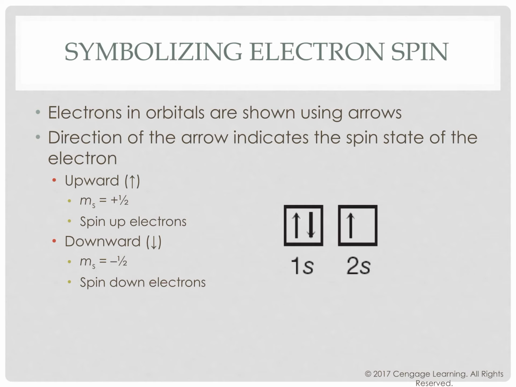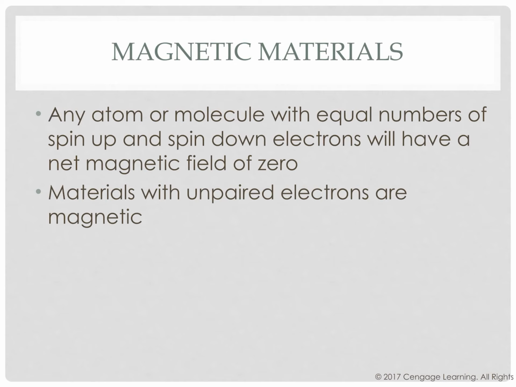To show that, here these two boxes, 1s and 2s, represent the two orbitals. To show the electrons with the opposite spin, we show one arrow going up and one arrow going down. The arrow going up is the plus half spin quantum number, going down is the minus half spin quantum number.